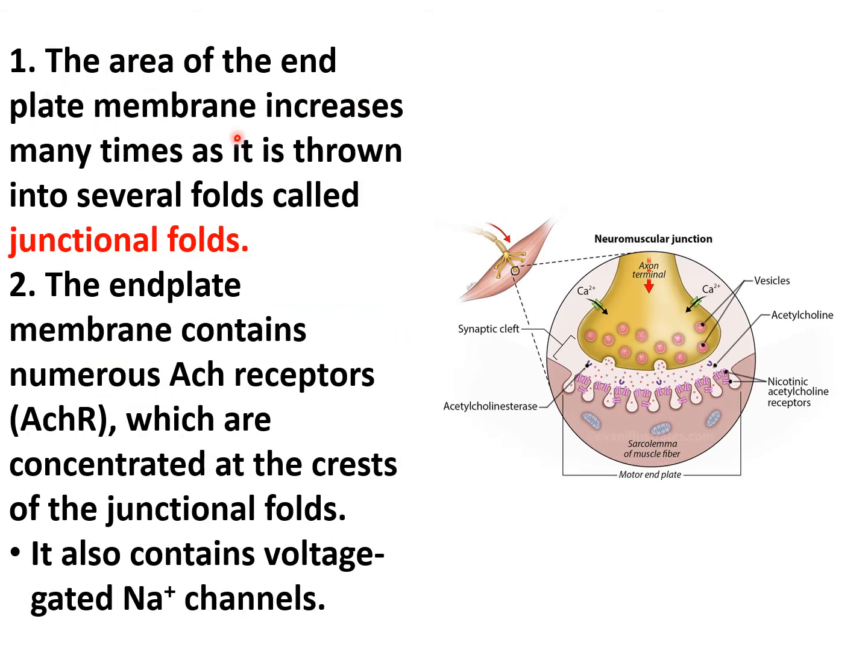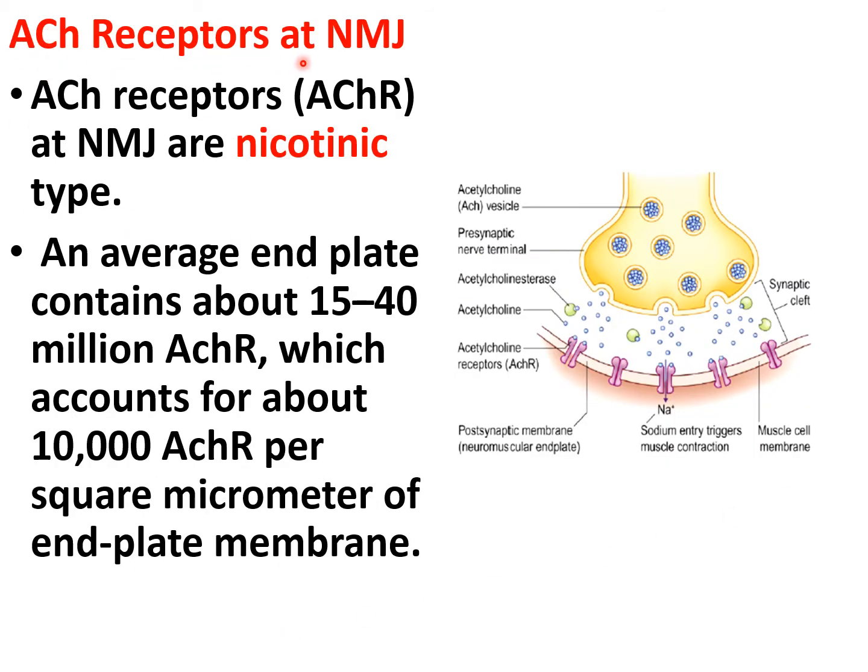The area of the end plate membrane increases many times as it is thrown into several folds known as junctional folds. So this all is junctional folds. The end plate membrane contains acetylcholine receptors, which are concentrated at the crest of the junctional folds. It also contains voltage gated sodium channels. Now about the acetylcholine receptors present at the neuromuscular junction: they are nicotinic type.